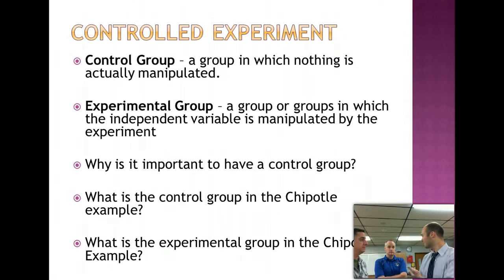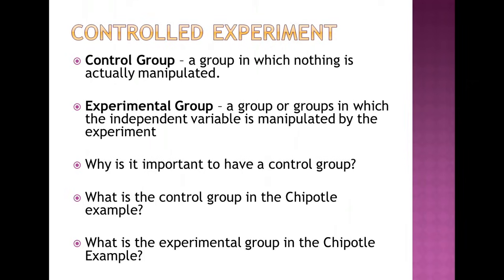Okay, so we got a couple groups when you set these up. Now the first group is a control group. That's the one in which you don't change anything. That would be your normal. That would be the one where you're going to compare everything else to. Say, hey, here's what it typically is. In the Chipotle one, it would be the rice with the normal amount of salt, the one they're using right now and selling nationwide.